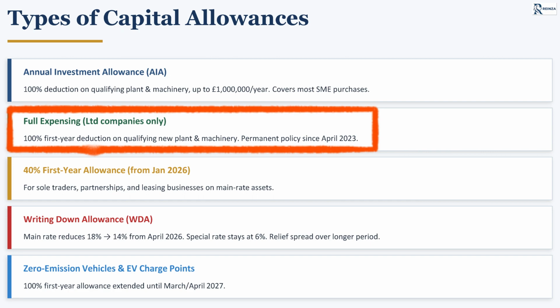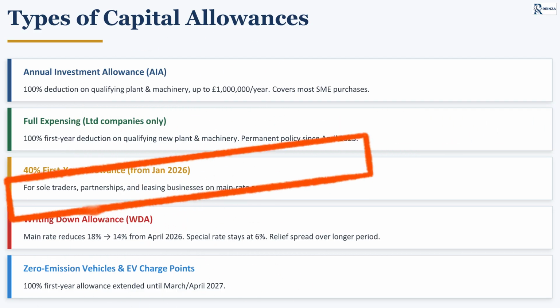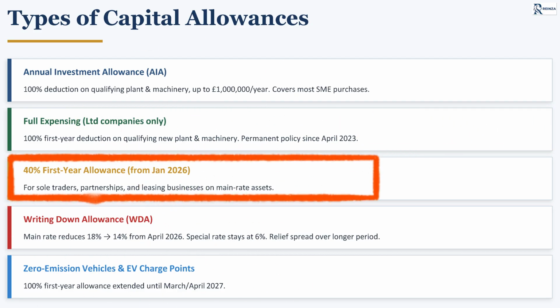Second, full expensing. This is available to limited companies only. It provides a 100% first-year deduction on qualifying new plant and machinery. This was made permanent from April 2023. Third, the new 40% first-year allowance, which was introduced from January 2026. This is specifically for unincorporated businesses, meaning sole traders and partnerships, as well as leasing businesses on main rate assets.